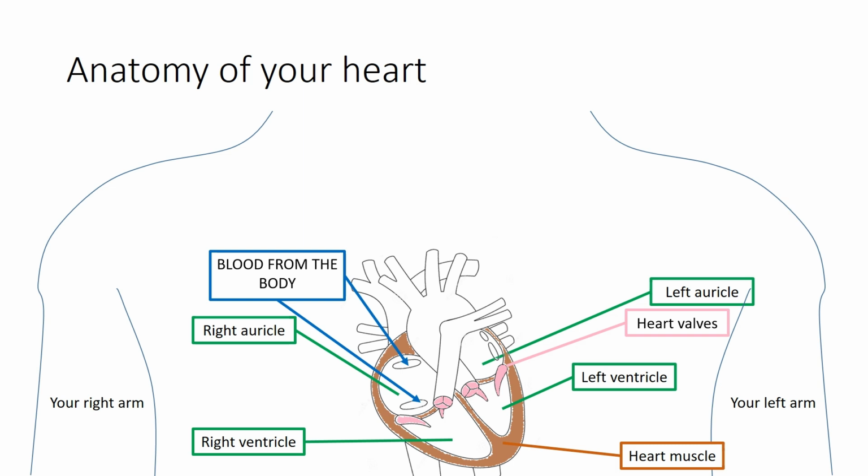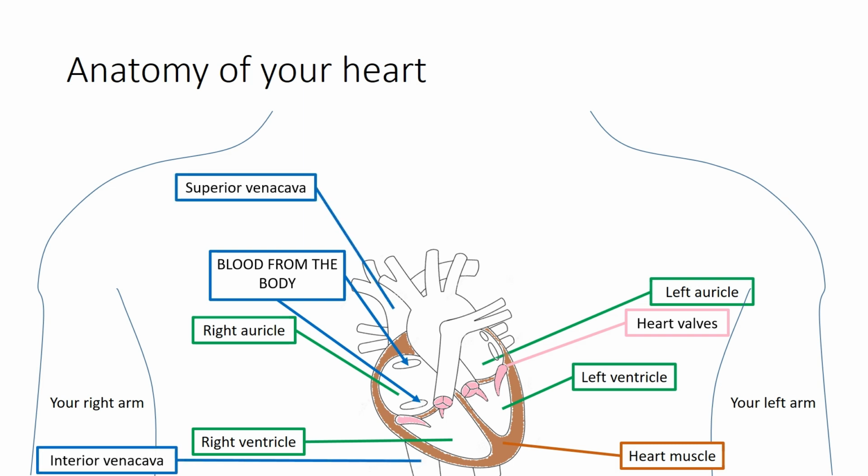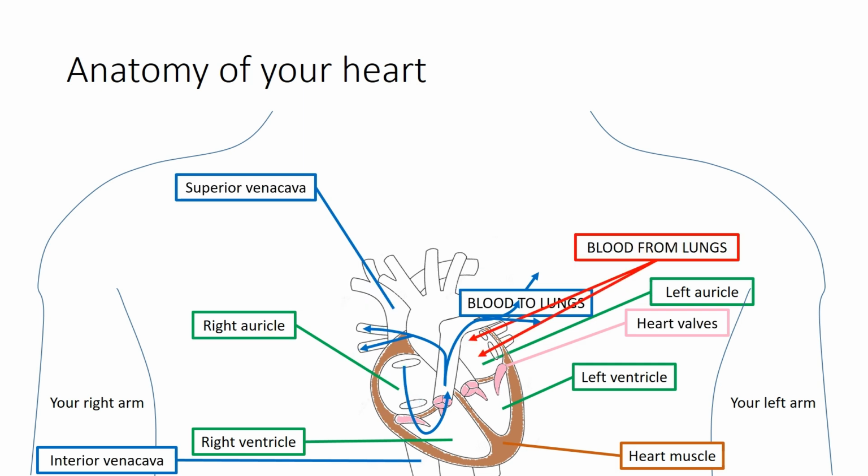And there's blood that comes into the right auricle from the body. And it comes in through the superior vena cava and the inferior vena cava. The blood from the body goes through the heart and is pumped out to the lungs. Now, the blue arrows show that this blood needs oxygen. And so it goes to the lungs to get oxygen. The blood comes back from the lungs, and you can see that that's pictured in red, and is pumped through the heart to the rest of the body.